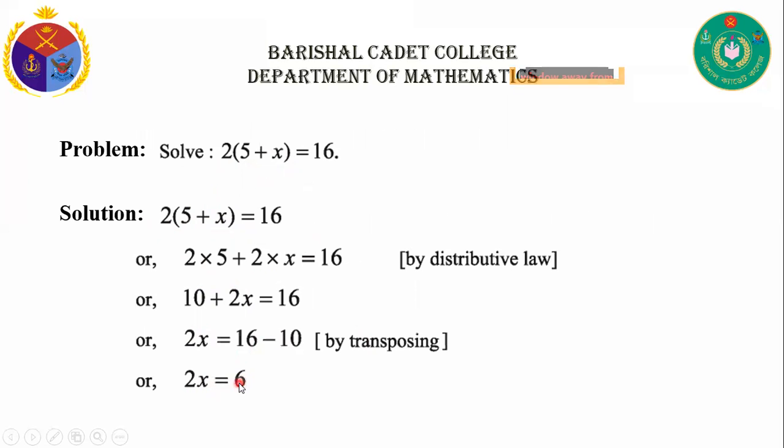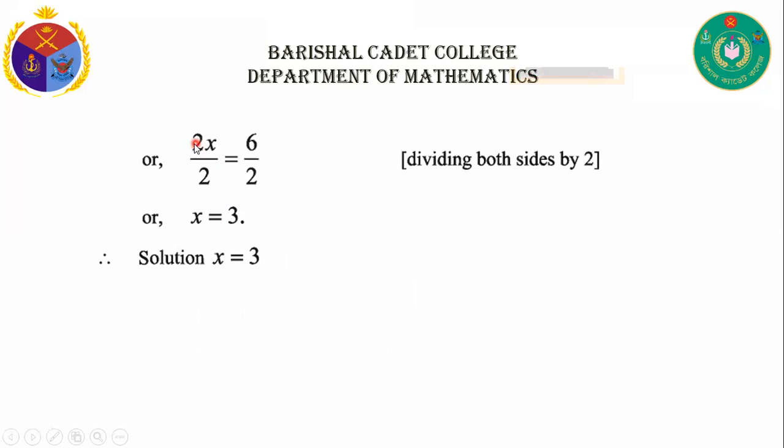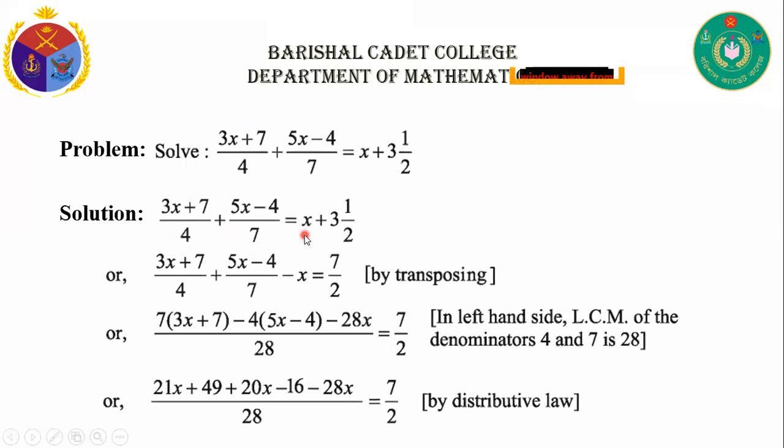Now we divide. We can write 6 as 2 into 3 and cancel the factor 2 from both sides, that is 2x divided by 2 equal to 6 divided by 2, so x equal to 3. So our solution is x equal to 3. And another problem. So boys, you focus. This is another typical problem.